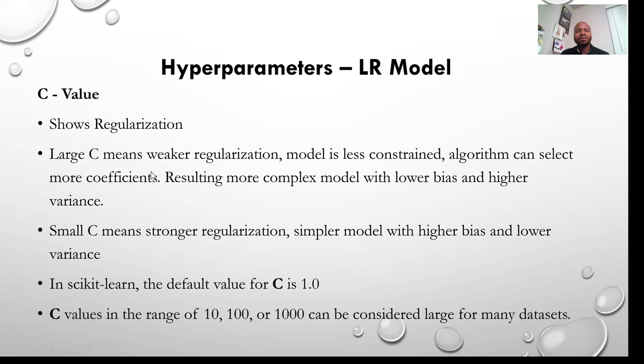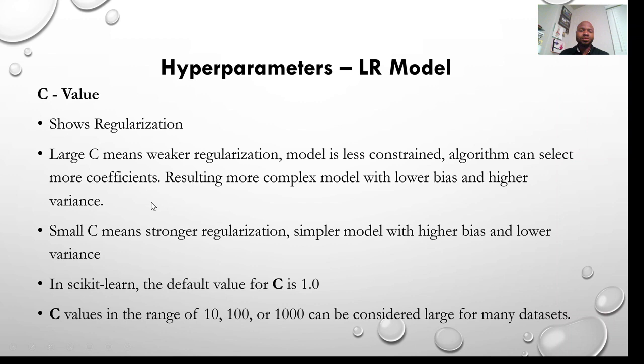And then our model is likely going to produce lower bias as well as higher variance. Also, small values of C mean we have stronger regularization, a simpler model, higher bias, and lower variance. From scikit-learn, we learned that the default value for C is actually 1.0, and values that range from 10 to 1,000 or more are considered large values of C.